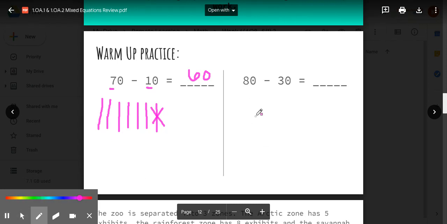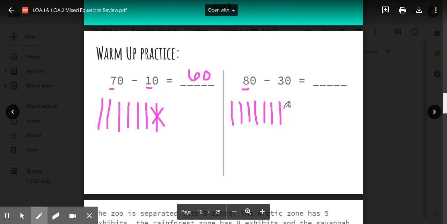All right, now let's do it together. First, I'm going to represent 80 using 10 sticks. So in the number 80, we have 8 tens and no ones. 1, 2, 3, 4, 5, 6, 7, 8. And I'm taking 30 away. So I'm taking 3 tens away and no ones.